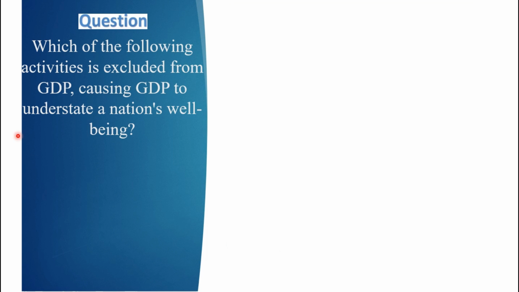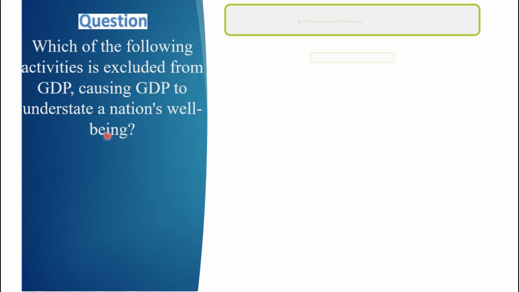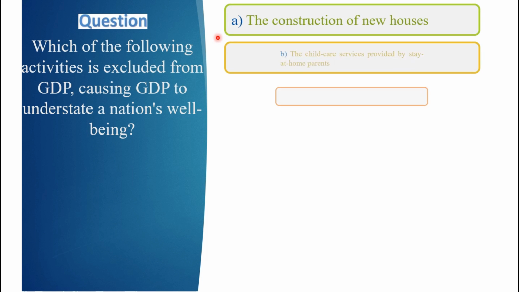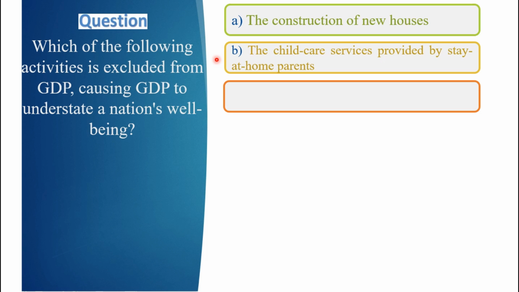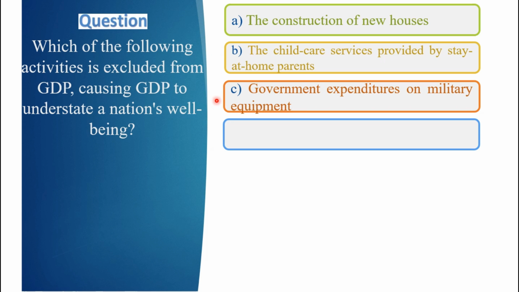Our next question is, which of the following activities is excluded from GDP, causing GDP to understate a nation's well-being? Option number 1 is the construction of new houses. Option number 2 is the child care services provided by stay-at-home parents. Option number 3 is government expenditure on military equipments. And option number 4 is the services of used car dealers.